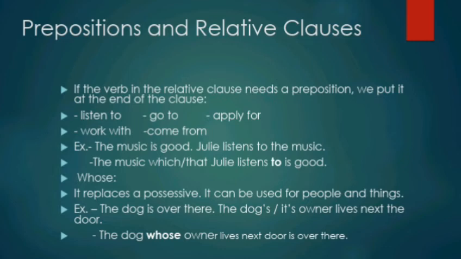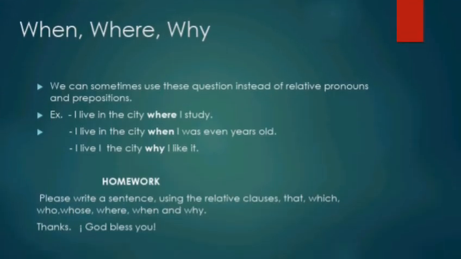We are going to continue with the question words that we use with relative clauses. In first place, we have whose. It is always the subject of the relative clause and can't be left out. It replaces a possessive. It can be used for people and things. We have an example. The dog is over there. The dog's owner lives next door. The dog whose owner lives next door is over there. We can see the relative word whose.